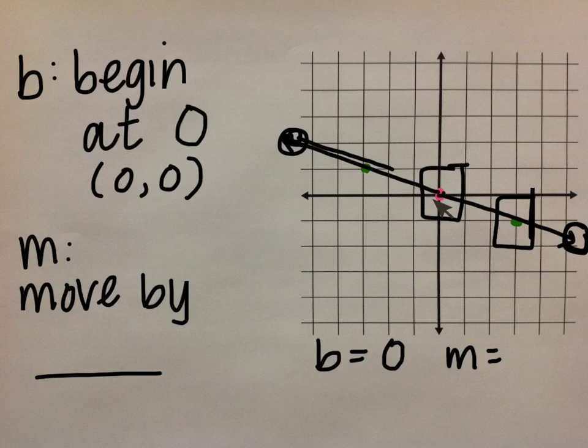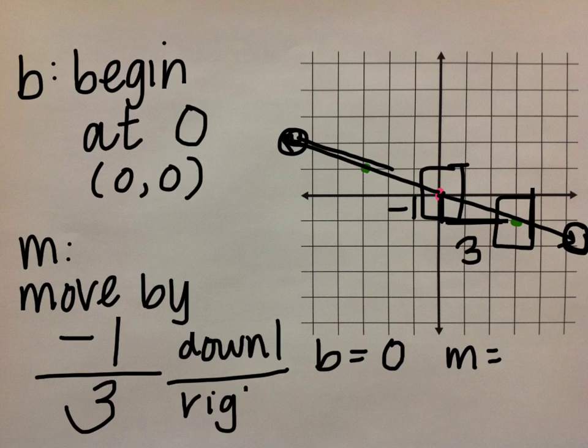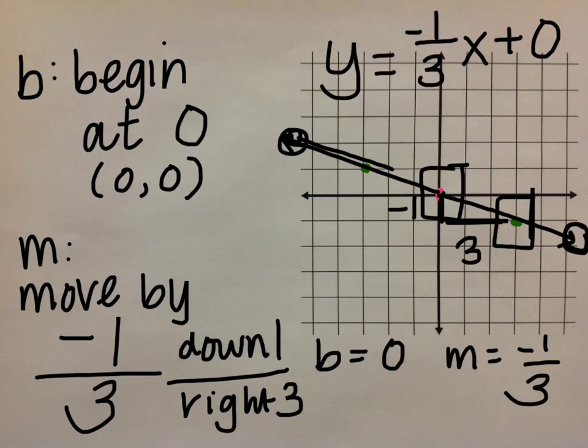So we are going from the origin down 1, to the right 1, 2, 3. So what that looks like then is moving by going down 1, so negative 1, to the right 3. So I'm moving down 1 to the right 3. My slope, my rate of change, is negative 1/3. So when we put it all together, our equation is y equals negative 1/3 x plus 0. Or that 0 doesn't need to be there.